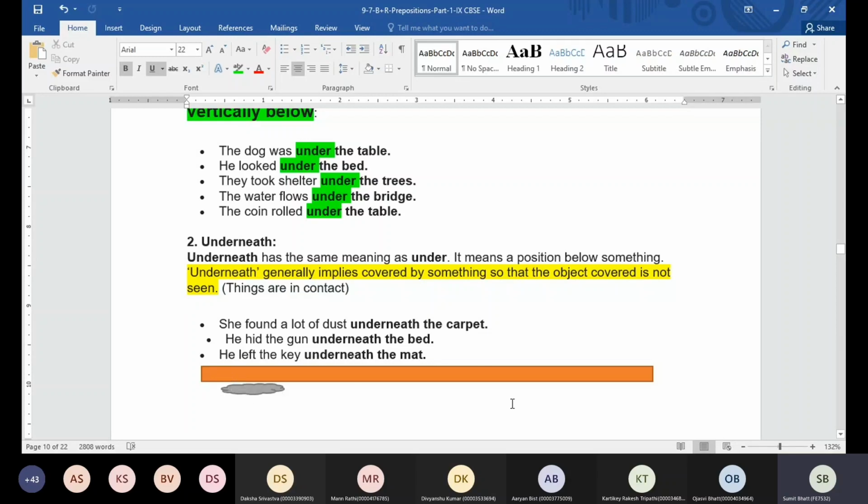So if you say these are the keys and this one is the mat, we can say there is one thing which is completely covering another thing. The keys are covered completely by the mat. So if you want to talk about this situation, we can use the word underneath. Like, the keys are underneath the mat.